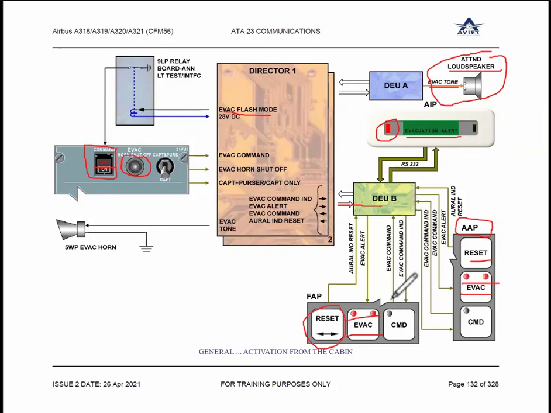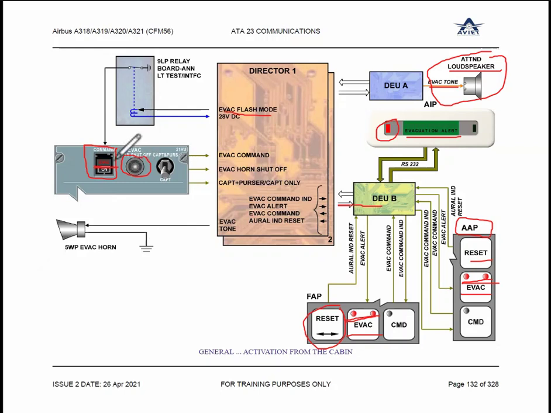So you can see all these buttons, interfaces and discrete signals. Evacuation alert, oral indication reset, command or command indication, etc. These discrete signals are going from the respective keys. Correct. So when will this light disappear? In the cockpit, sir, when we press it a second time.